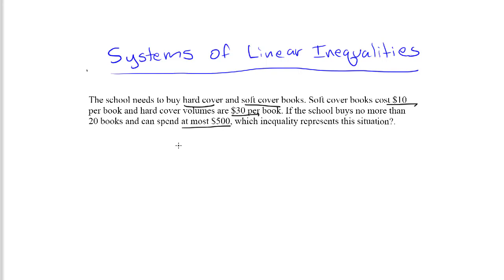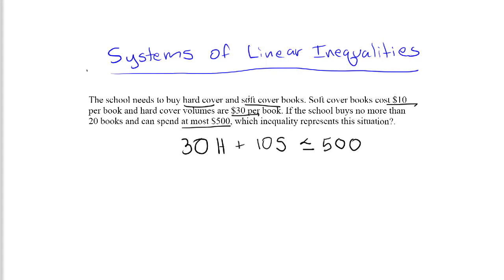Well, we again know we have the situation where we have price times the number of hardcover plus price times the number of softcover equals the total expenditure. So I'm going to say the price of the hardcover, which we're told is $30, times the number of hardcover books, let's define that variable as H, plus the price of the softcover, $10, times the number of softcover books, we don't know that, so let's call that variable S, must be at most 500. So what does that mean? That means it could be 500 equal to, but it can't be anything more. It has to be less than or equal to. So the correct inequality for the price and amount is 30H plus 10S is less than or equal to 500.